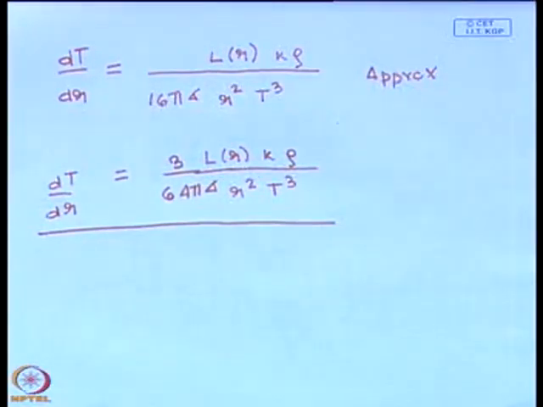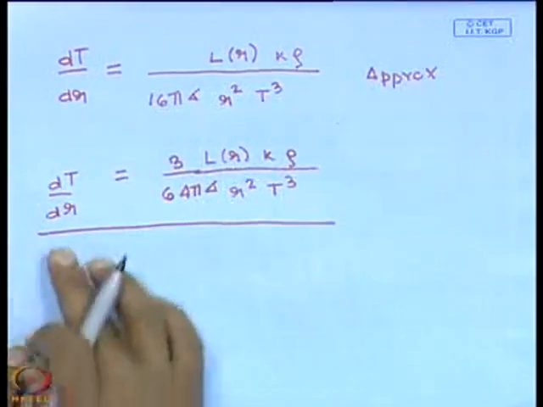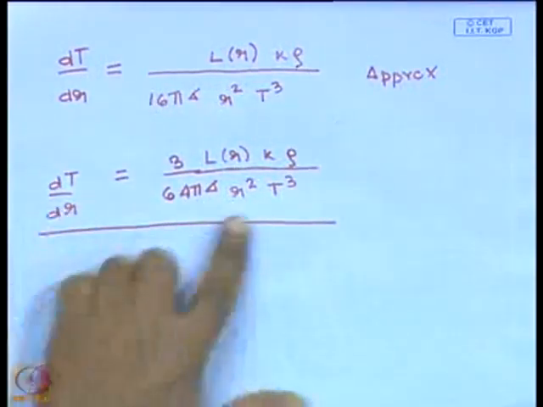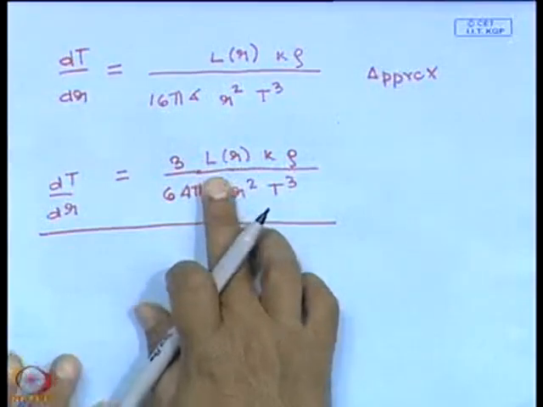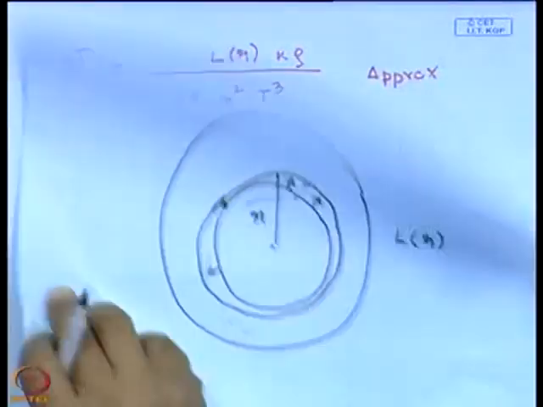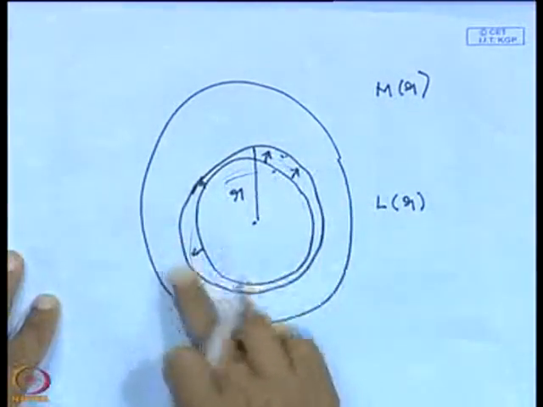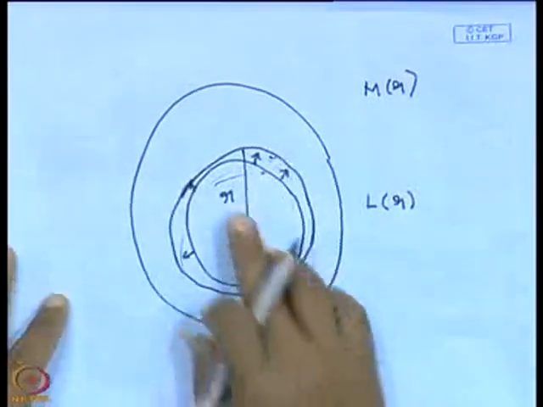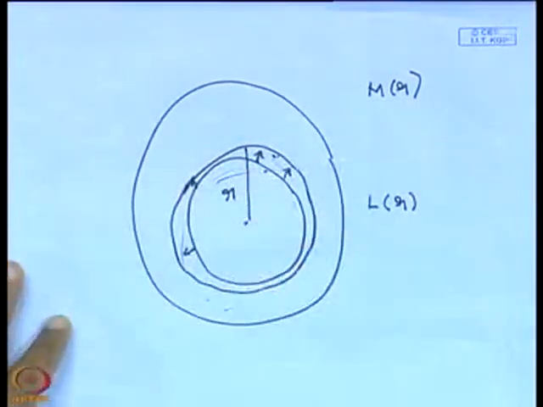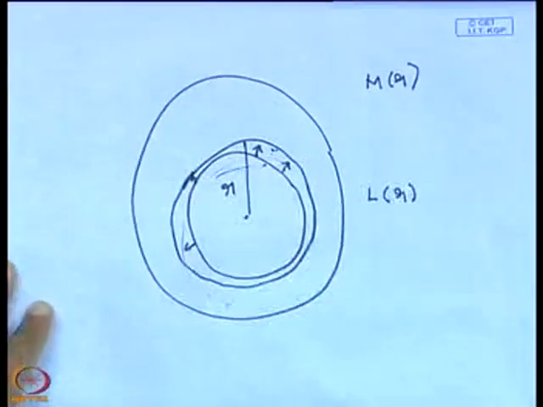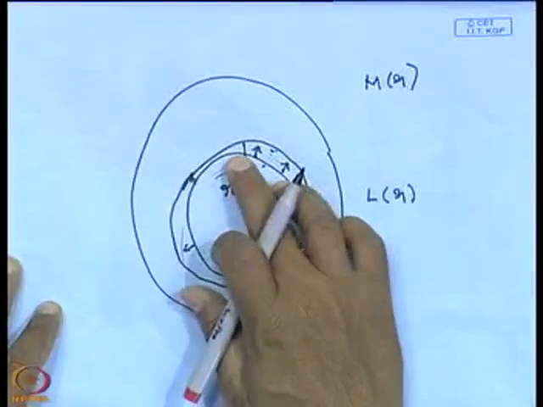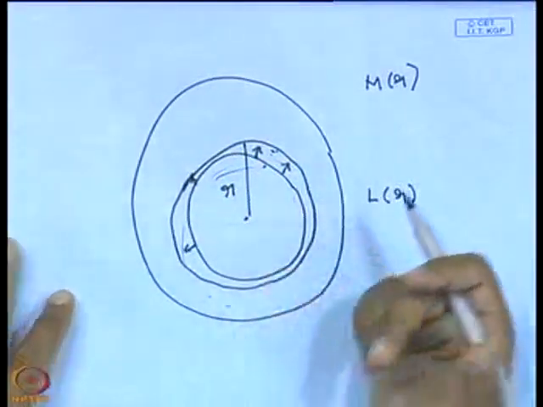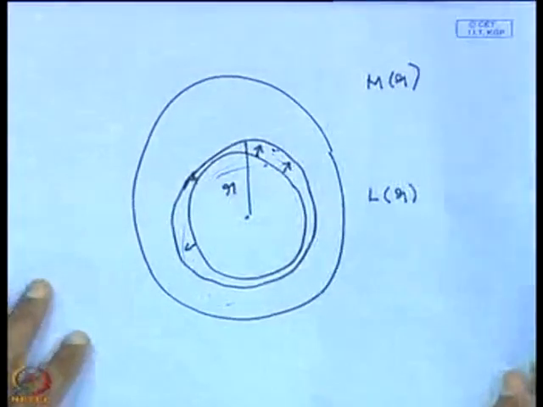Okay. Let me just tell you what this equation tells us. If you want to have a higher luminosity at a certain point in the star, then the temperature gradient over here should also be large. Or given the same luminosity, if the opacity increases, then again the temperature gradient has to be larger. For the same luminosity at this point, if you have a higher opacity, then the temperature gradient has to be larger. Okay. So let me now summarize what we have done.